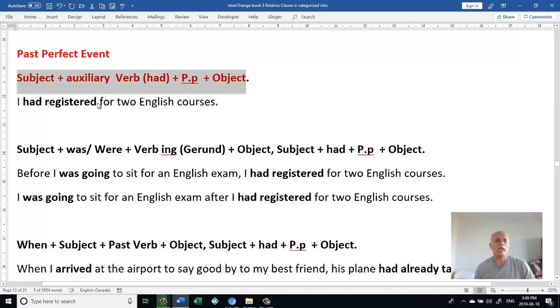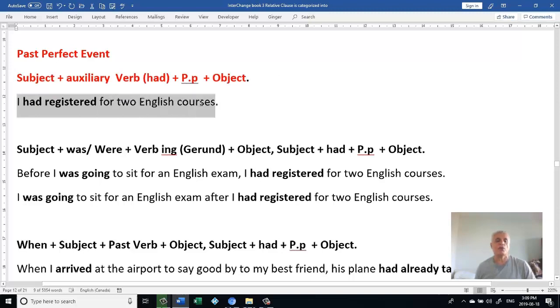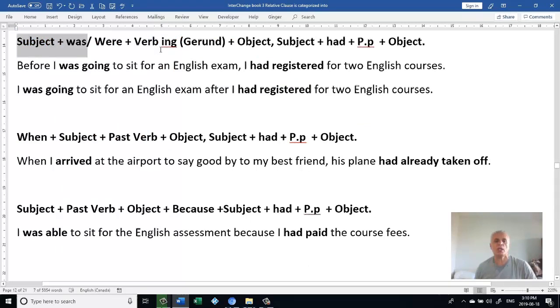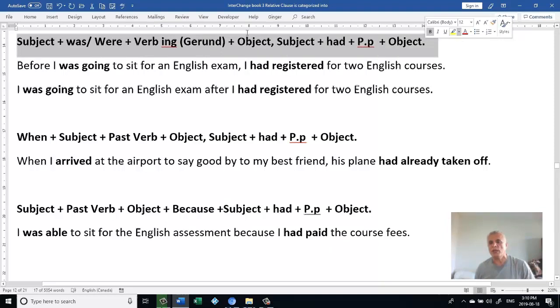Let's hear: I had registered for 2 English courses. It means the action happened in the past because we don't know exactly when it happened. But if we look here, I was going to sit for an assessment of an English exam, it means we know definitely, maybe yesterday or last week. Then we have here subject, was, verb ing, object; subject, had, then past participle, then object.